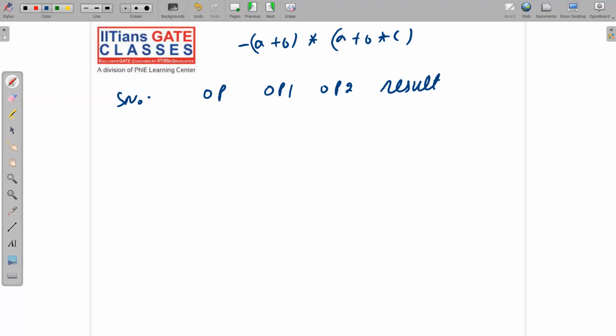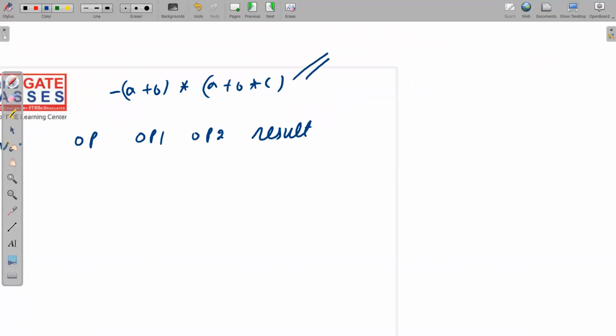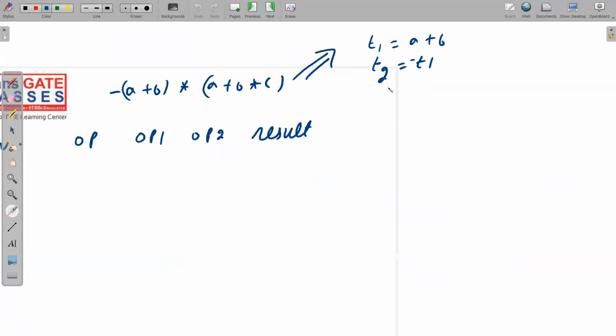Okay, so first let me show you the 3 address code here. Then I will show you the quadruple. So how will the 3 address code look? I will say T1 is equal to A plus B. First we will do this A plus B. Then T2 will be equal to minus T1. Why am I showing you this? You may argue, sir, we need 3 addresses, but here we have 2 addresses only. T2 is equal to minus T1. See here, I have shown you at most 3 addresses. The previous slide I have already told you.